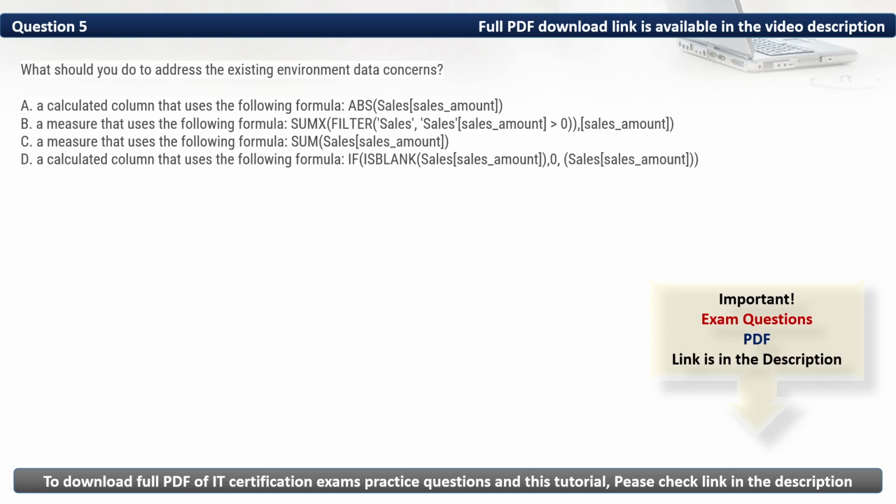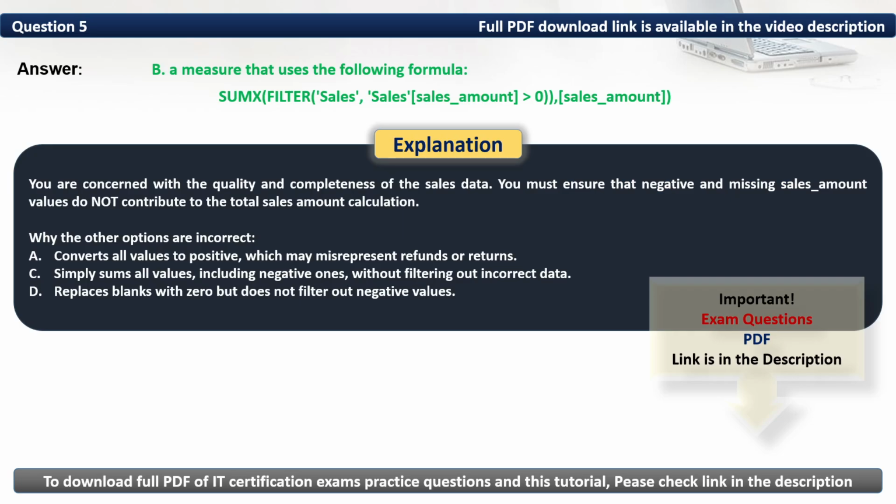It replaces blanks with 0 but does not filter out negative values. As such, to address the existing environment data concerns, we should use a measure that uses the following formula: SUM(X(FILTER(Sales, Sales[SalesAmount] > 0), Sales[SalesAmount])). As such, the correct option is B.